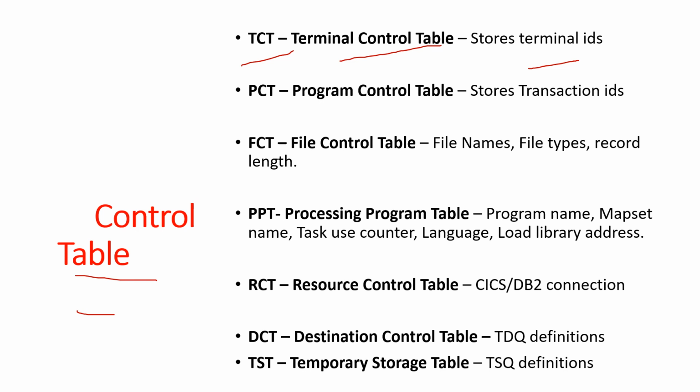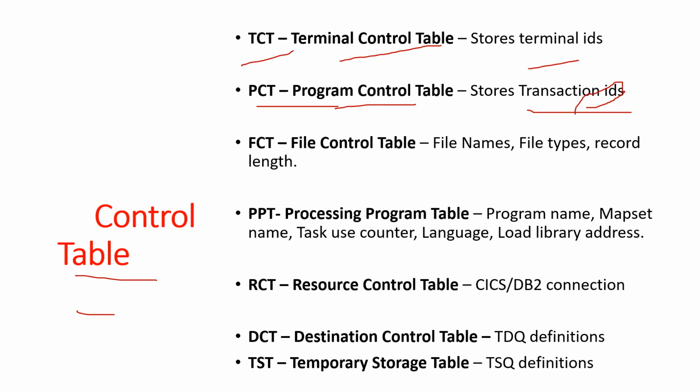Next one is the PCT. PCT is known as the Program Control Table. It contains the transaction IDs, like trans ID, and the corresponding program's name or program's ID. This trans ID is always unique in the PCT.